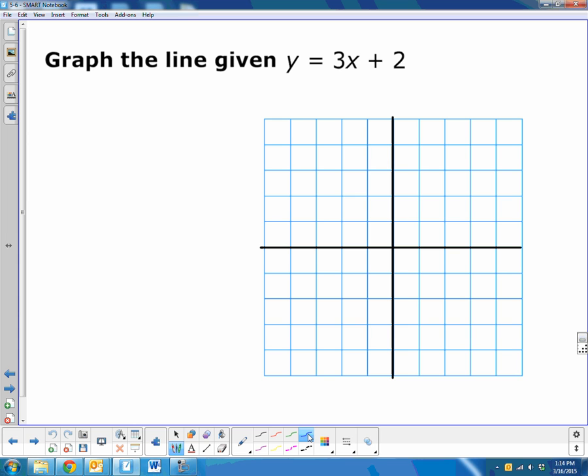This is not in your notes. You don't have to write it down. Just watch for a minute. We're going to find the x and y intercepts. And so if x was 0, y would be 2. So we have a point (0, 2).